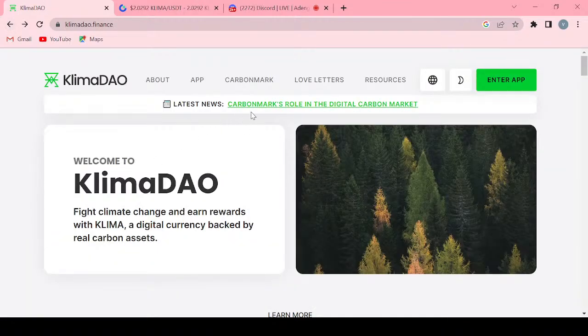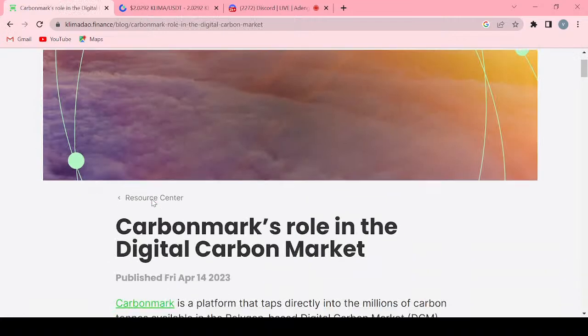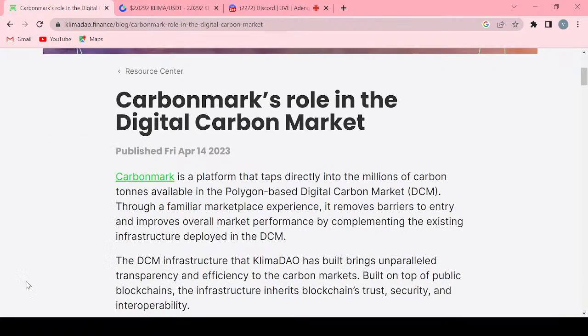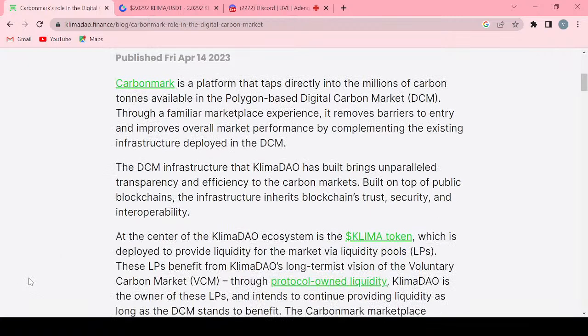Hi guys, hello everyone, welcome to the stream. So the Carbon Mark role. What is the role of Carbon Mark in the digital carbon market? It is a platform that taps directly into the millions of carbon tons available in the Polygon-based digital carbon market. Through a familiar marketplace experience, it removes the barriers to entry and improves overall market performance by complementing the existing infrastructure deployed in the DCM. So DCM is nothing but the digital carbon market.